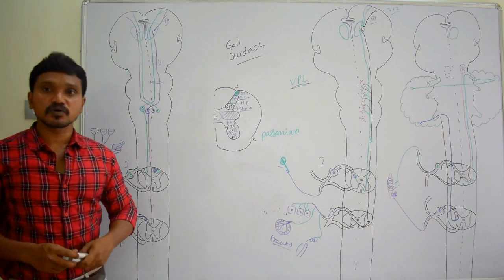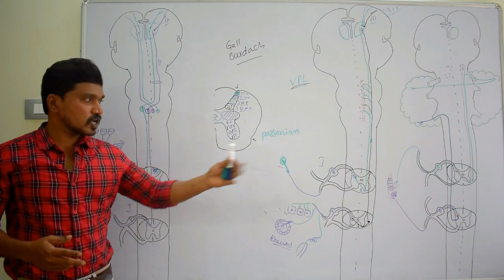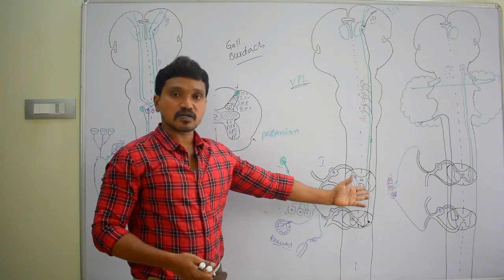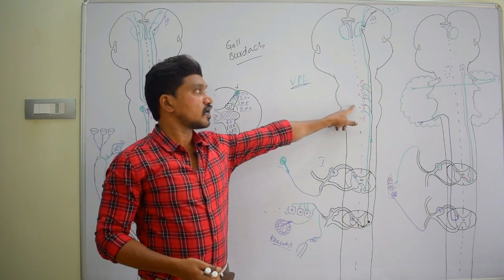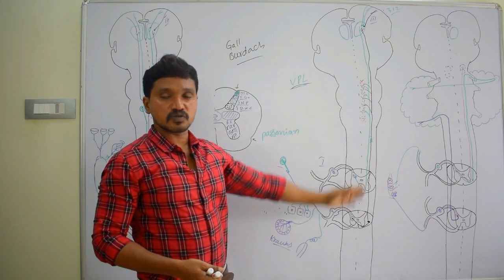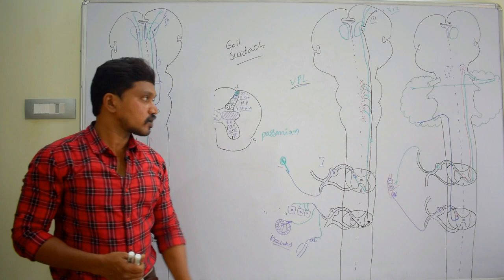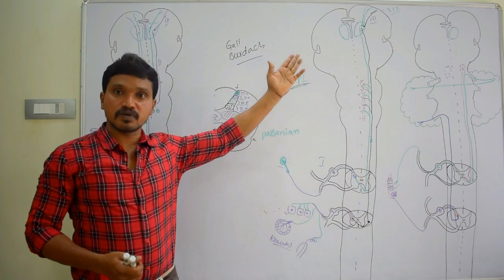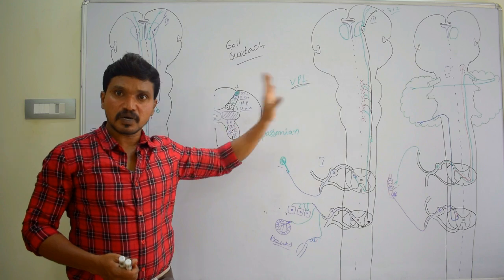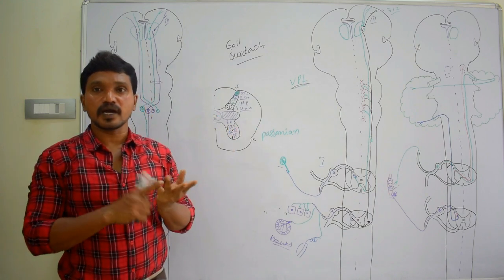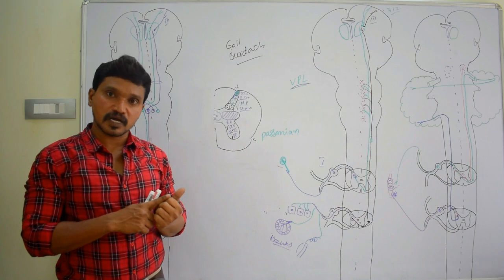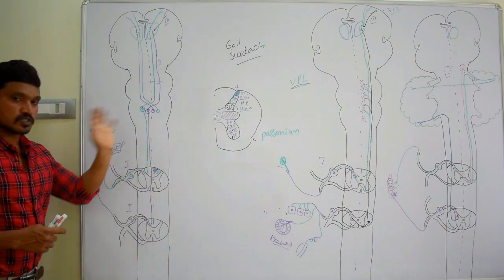So this is only about the ascending tracts. Some other small tracts are there, like the spinoreticular tract. Second order neurons from the spinal cord reach the reticular formation, so that is what we call spinoreticular. Spinotectal I have already told. Spino-olivary goes from the spinal cord to the olivary nucleus. Right? But importantly you should know the anterior and lateral spinothalamic tract, ventral and dorsal spinocerebellar tract, fasciculus gracilis, and fasciculus cuneatus.